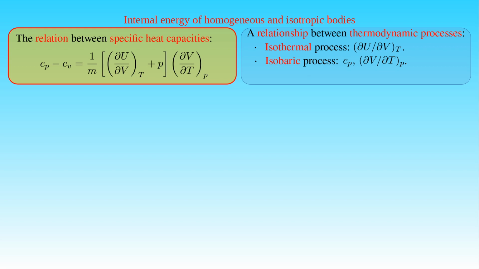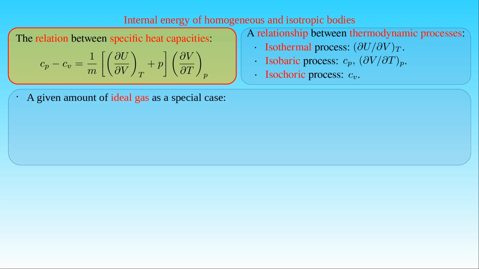In an isochoric process, we can measure the specific heat capacity Cv of the body as a function of temperature. Since this relation is a general description of the thermodynamic properties of a homogeneous and isotropic substance, we can consider a given amount of ideal gas as its special case. The ideal gas law states that the pressure P of the gas times its volume V is equal to its mass m, times its specific gas constant Rs, times its absolute temperature T.